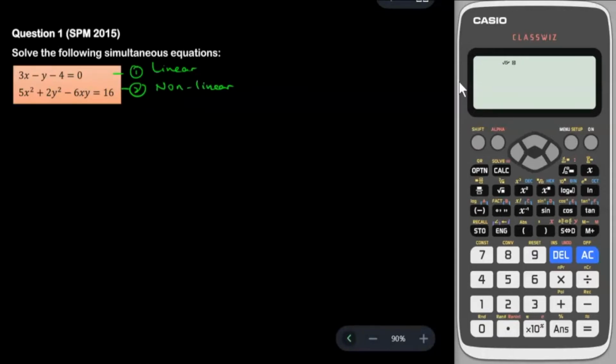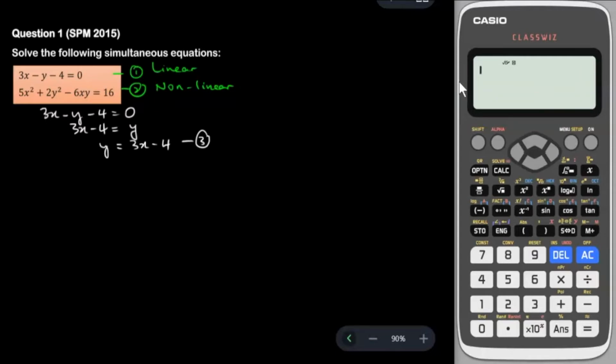So I'm going to use equation 1, which is the linear, and I'm going to make y as the subject. I'm going to write down the original equation first. So y, I move it to the right. So here will be 3x minus 4, which is y equals 3x minus 4. And this is going to be my equation number 3.